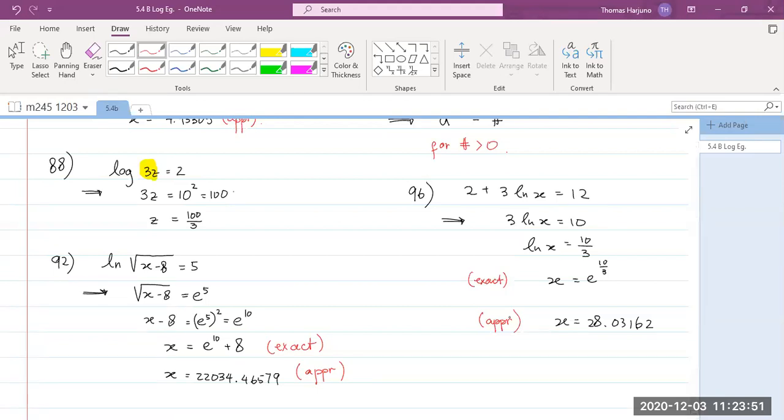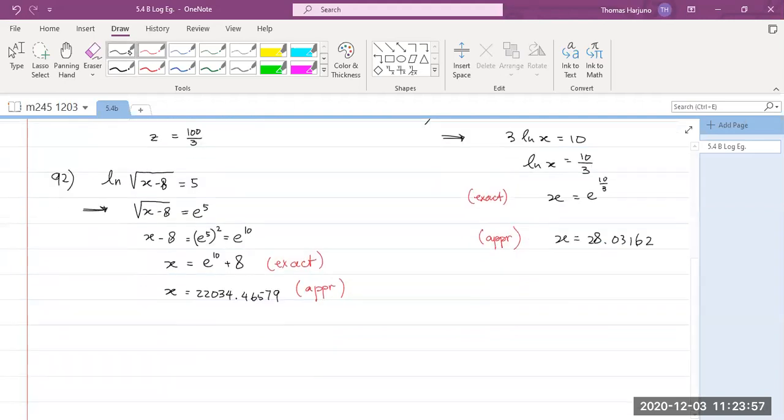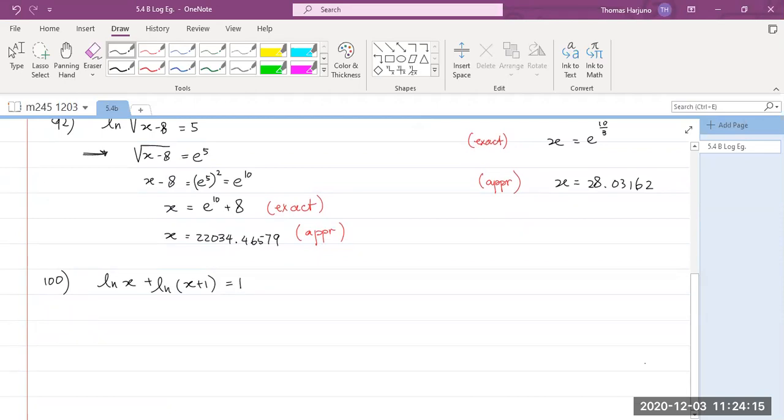Now let's do harder ones. Let's say, for example, we see number 100: natural log of x plus natural log of x plus 1 equals 1. Now, the idea is if we have more than one log on one side, then you will make it into a single log using the property we learned before.